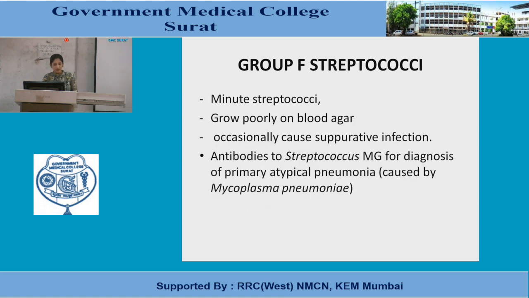Group F streptococci, which are minute streptococci, grow poorly on blood agar, and occasionally cause suppurative infection. Antibody to Streptococcus MG is used for diagnosis of primary atypical pneumonia caused by Mycoplasma pneumoniae. So this Streptococcus MG is used for another serological test for diagnosing Mycoplasma pneumoniae infection.